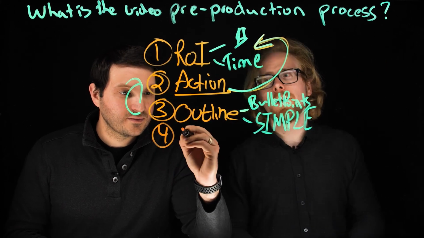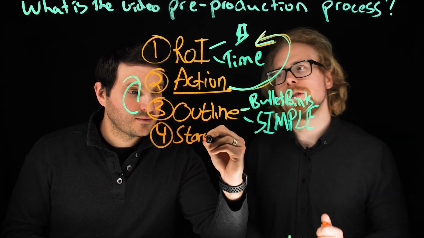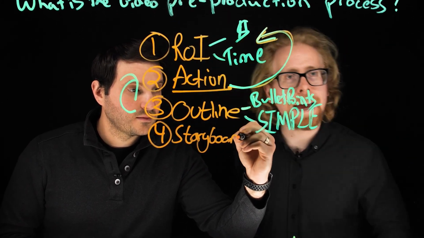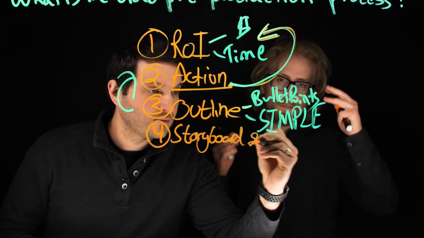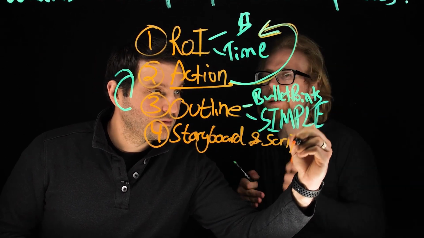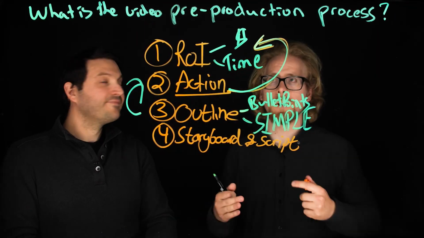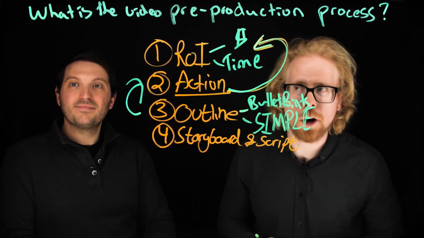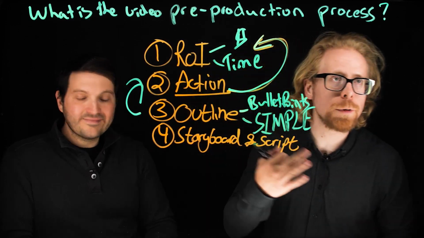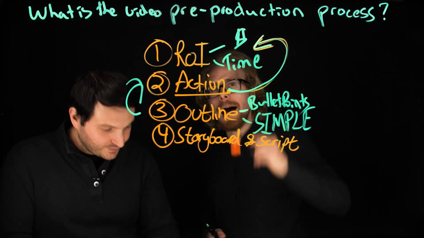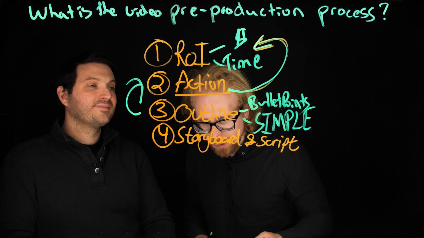Number 4 is you're going to take that outline and you're going to build a storyboard and a script. Now, you don't have to do this. You can actually skip number 4 if you want. We skip number 4 when we create these videos. We always define the ROI, we figure out the action we want you to take, and then we outline the video, then we skip number 4.